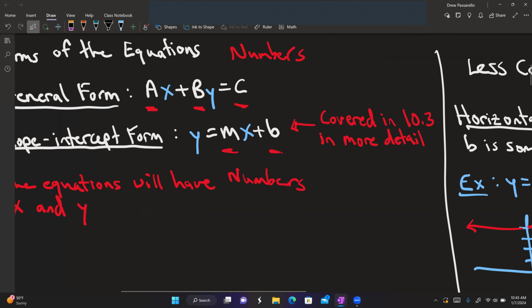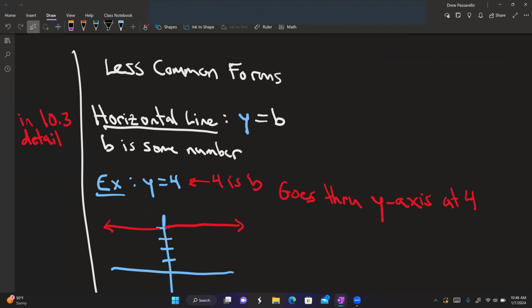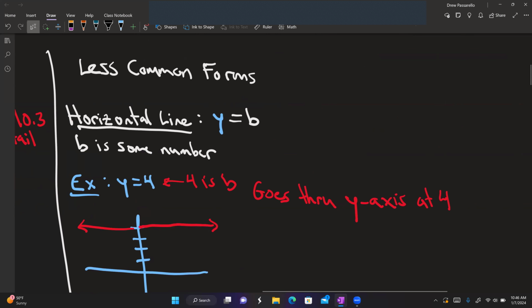Less common forms you might see is a form for a horizontal line. And the form for a horizontal line is y equals b. And b is supposed to be just some number, whereas y is actually in the equation. It'll stay as y in the equation.